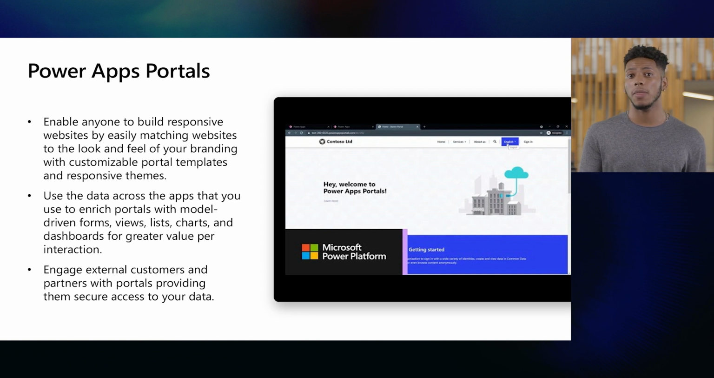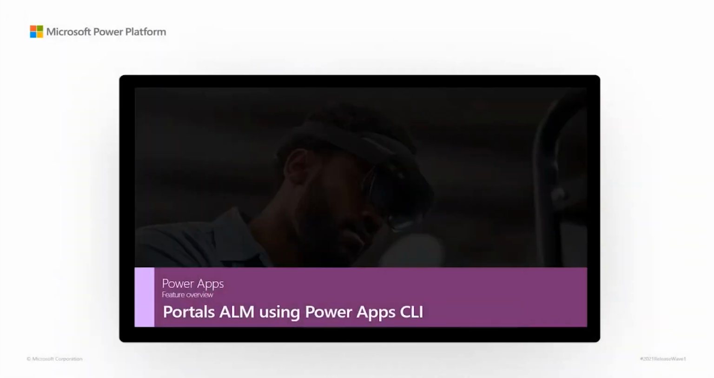As previously stated, demand for digital transformations is rapidly increasing. How can you make sure that what you build is durable? Automated lifecycle management, ALM, is one of the key ways to do so. And now you can conduct ALM with your Power Apps portals. Let's learn how for tip number 4. Power Apps Feature Overview. Portals ALM using Power Apps CLI.